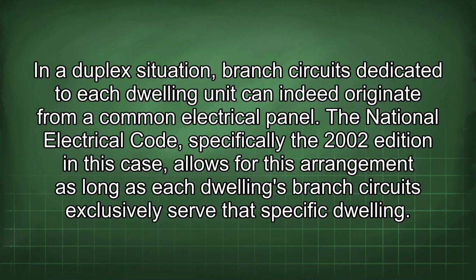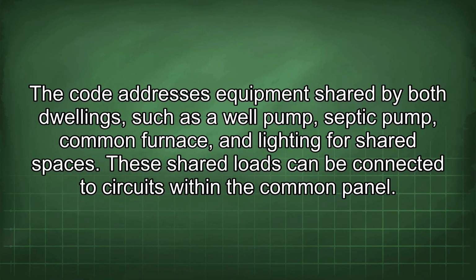In a duplex situation, branch circuits dedicated to each dwelling unit can indeed originate from a common electrical panel. The National Electrical Code, specifically the 2002 edition in this case, allows for this arrangement as long as each dwelling's branch circuits exclusively serve that specific dwelling. The code addresses equipment shared by both dwellings, such as a well pump, septic pump, common furnace, and lighting for shared spaces. These shared loads can be connected to circuits within the common panel.